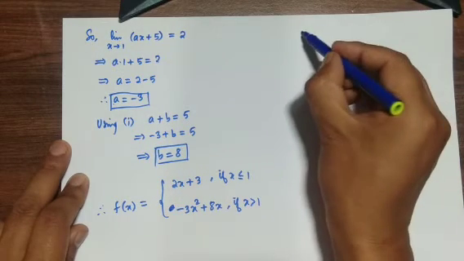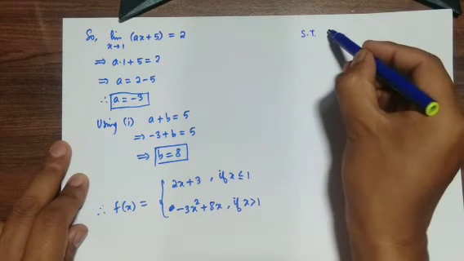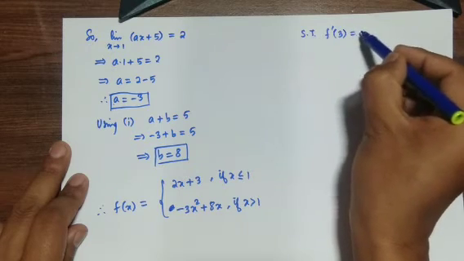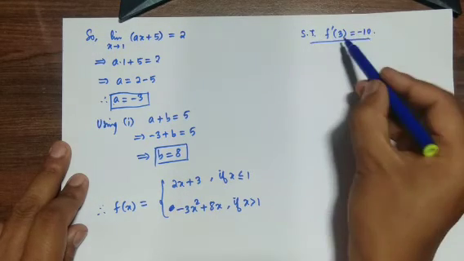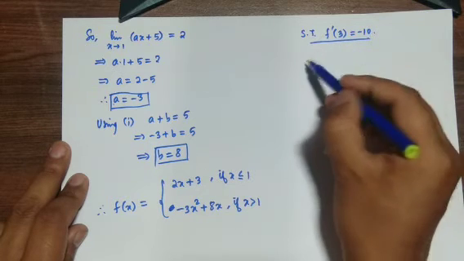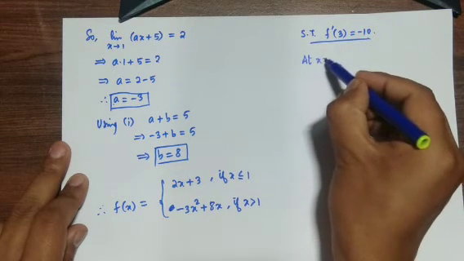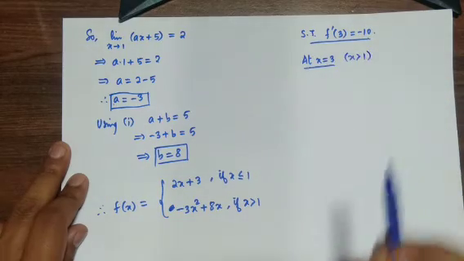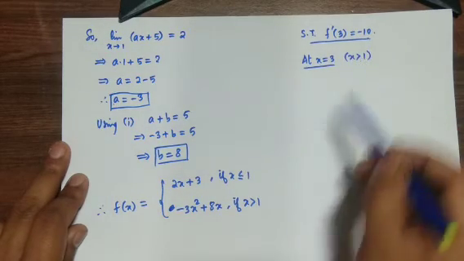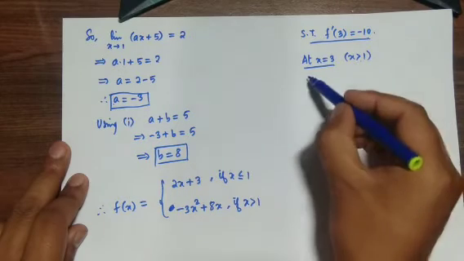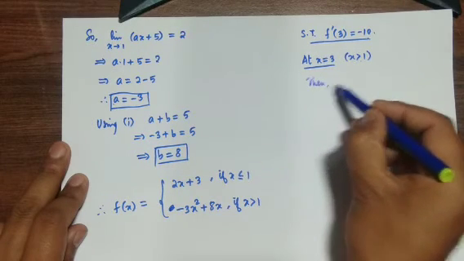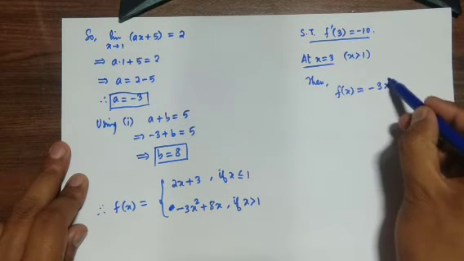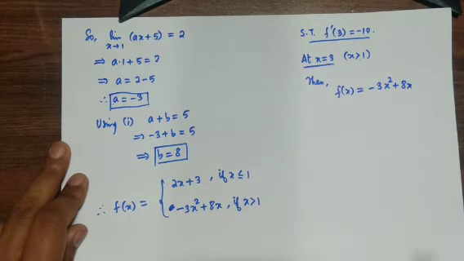Now the question is asking, show that f dash of 3 will be minus 10. So we will check this at x equals 3. Basically at x equals 3 means x is greater than 1, right? So when x is greater than 1, what is the value of the function? Then my f(x) will be minus 3x square plus 8x, right?